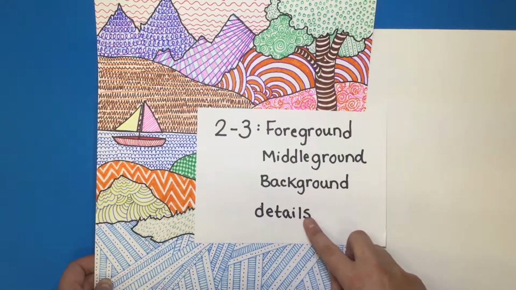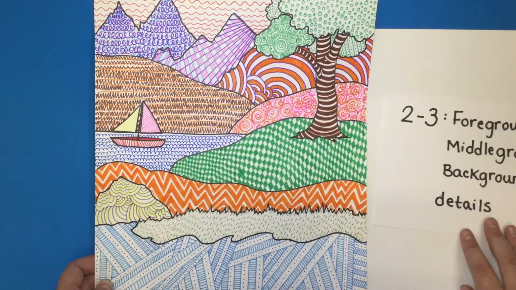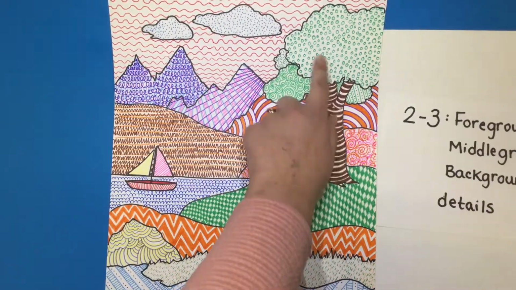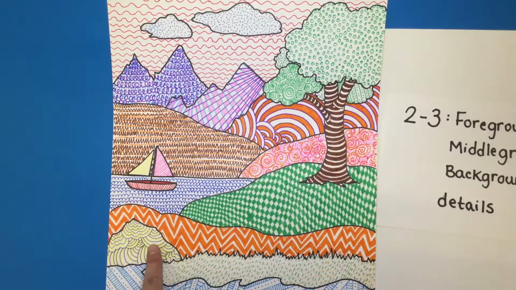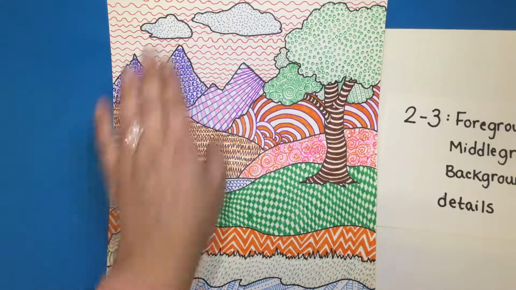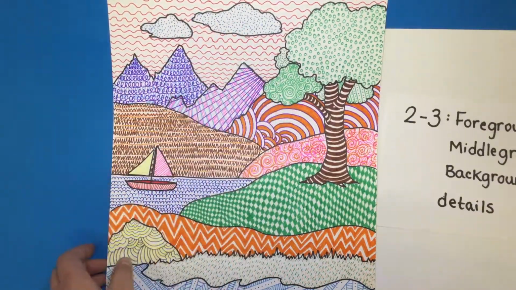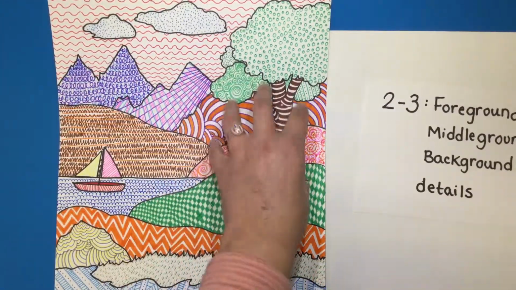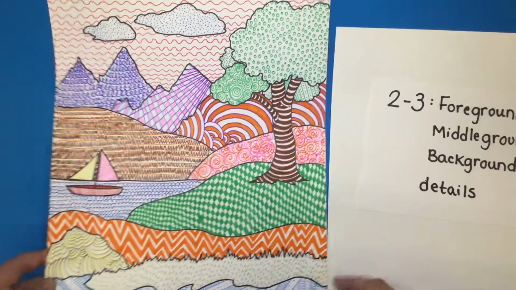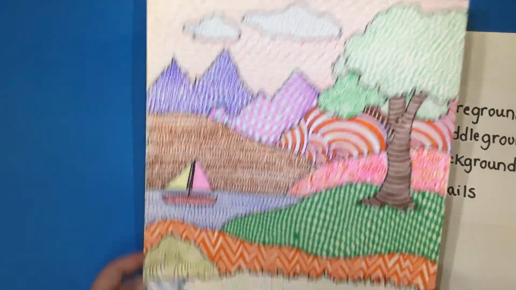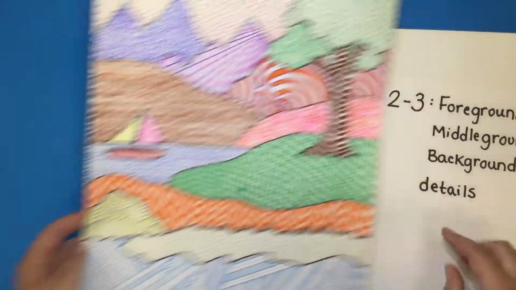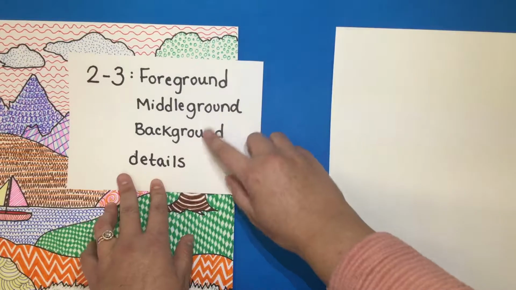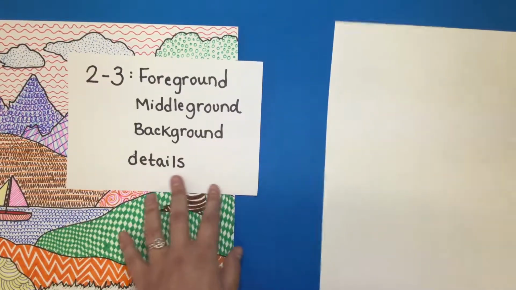Lastly, you need to include details, 2 to 3 of them. And they're not just landform details, but they could include things like my tree, the sailboat, the rock, the mountains, the clouds. These are examples of details. The details actually draw your eye into that area of the composition, which is our full piece of art. So, in your art, you need to include 2 to 3 of all 4 of these different things.